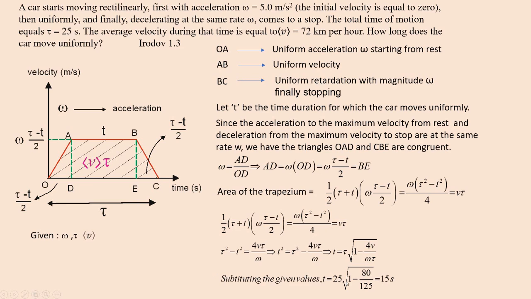Then substitute all the values, and when you simplify, you will get the answer. What is the answer? 15 seconds. So 25 into the root of 1 minus 80 by 125. Simplify, and get the answer as 15 seconds. Okay? Thank you.